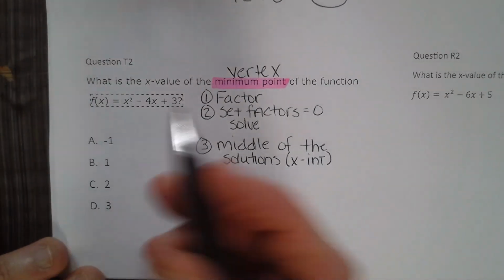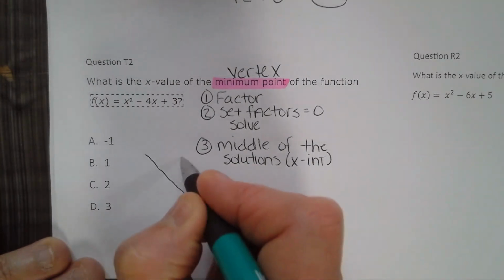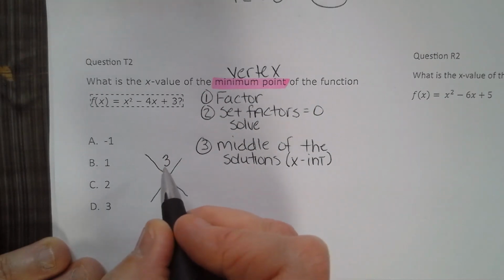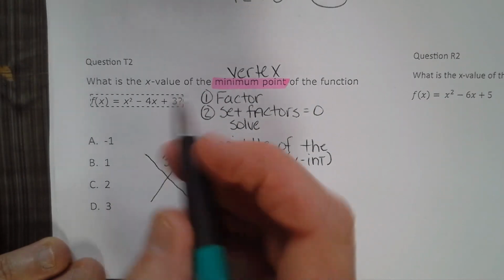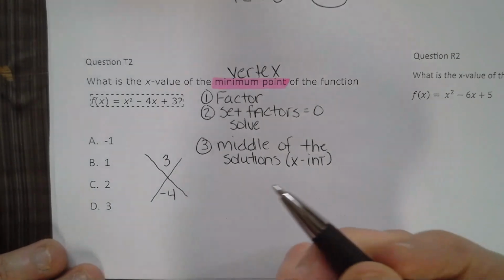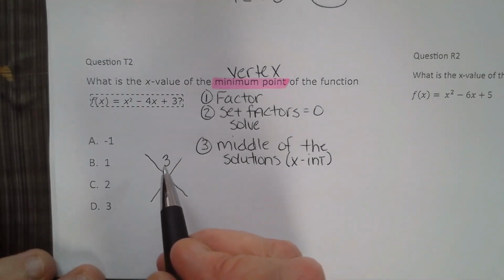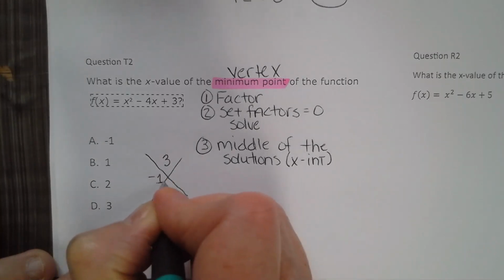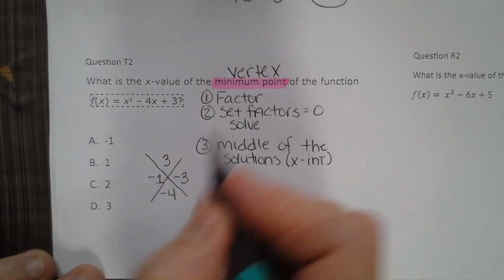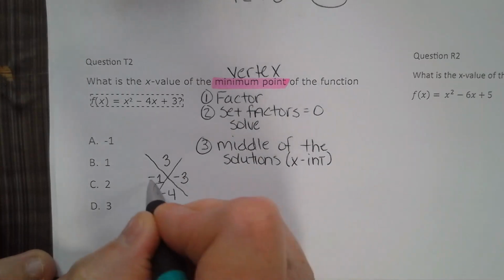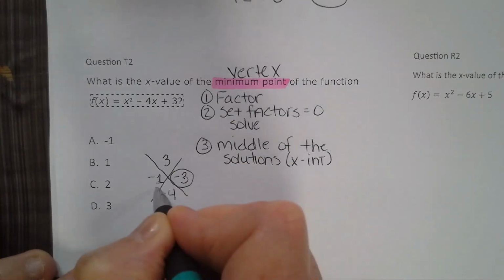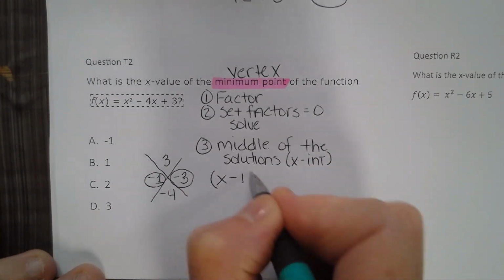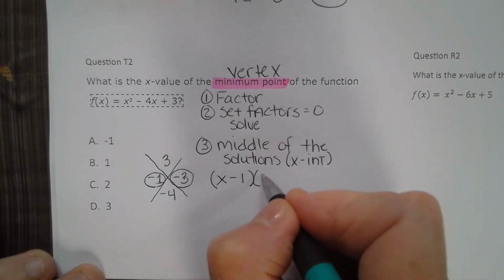So we have a trinomial here. So I'm going to do me an x. Last term goes at the top. We're trying to multiply numbers to get to that. Middle term goes at the bottom. We're trying to add. So I need magic numbers that multiply to 3 but add to negative 4. The magic numbers are negative 1 and negative 3. When I multiply, I get a 3. When I add, I get a negative 4. So my factors are x minus 1 and x minus 3.